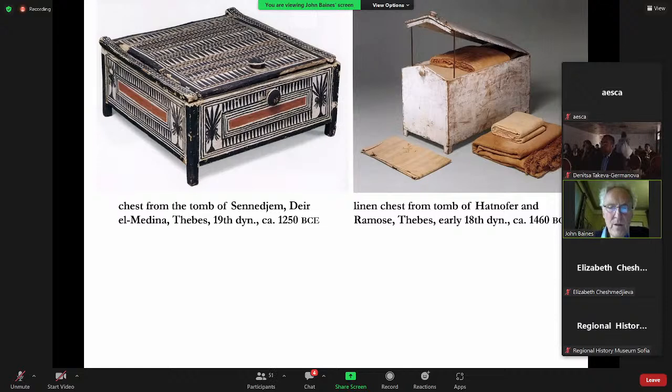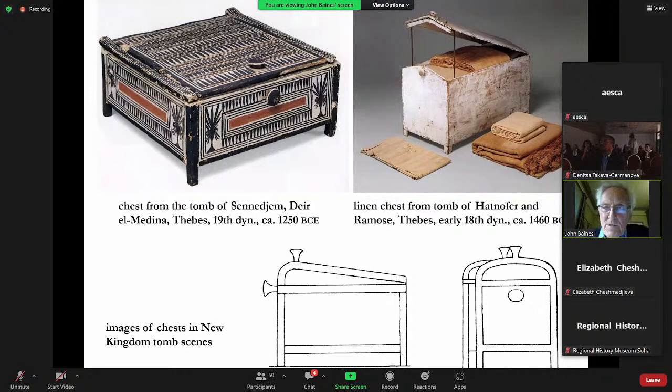So there are two examples of how you represent something very similar. On the left, you have the two knobs, which are used to put string around to tie the lid, and then it would be sealed with a mud seal. And at the same time, you've got the fact that the profile rises at the front, which you can see actually in the photograph on the right more easily than on the left.